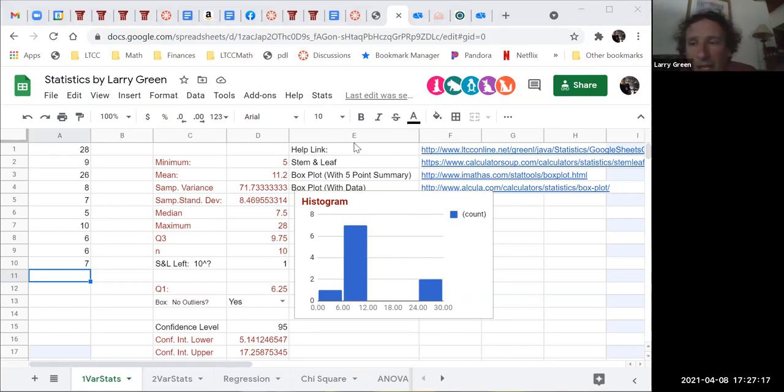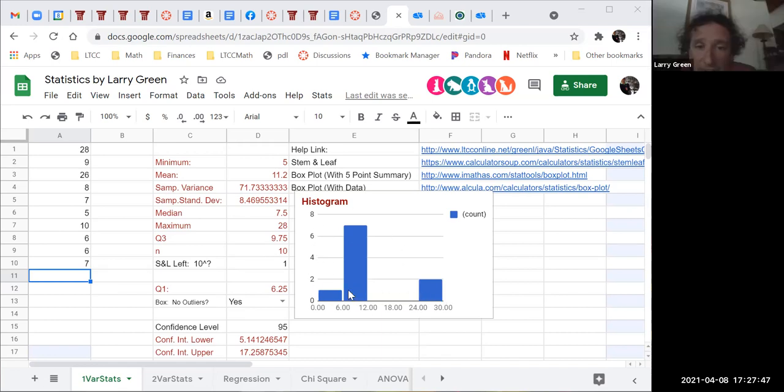So all I had to do is I typed in the numbers. You don't do anything, it just gives everything to you. So here's the minimum, the mean, the sample variance, the sample standard deviation, the median, the maximum, Q3, and we'll get into the rest later. We have Q1. So it gives us everything. It gives us more stuff we haven't covered yet. But I want to focus on the histogram.